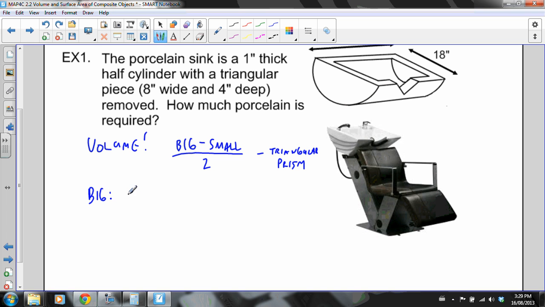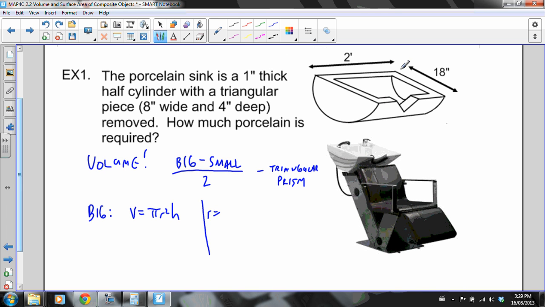So the big cylinder, it is just a cylinder. The radius, well, it gives us the diameter, so we got to go 18 divided by 2. That's 9 inches. The height is given in feet. Hopefully that's not throwing too many people for a loop. Got to change that to inches. 24 inches, and now we can bash that into a calculator. 9 squared times 24. And you get about a big number. That's a lot of cubic inches of porcelain.